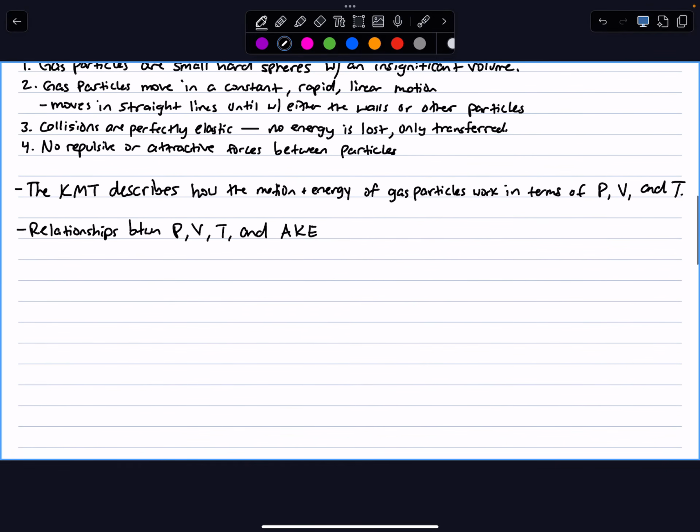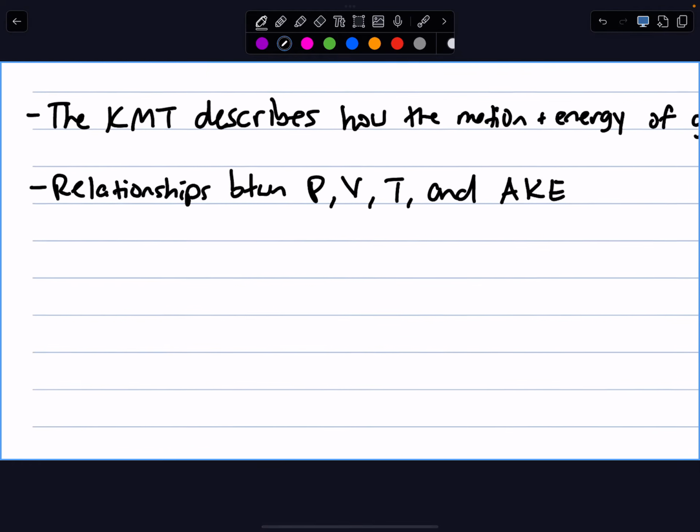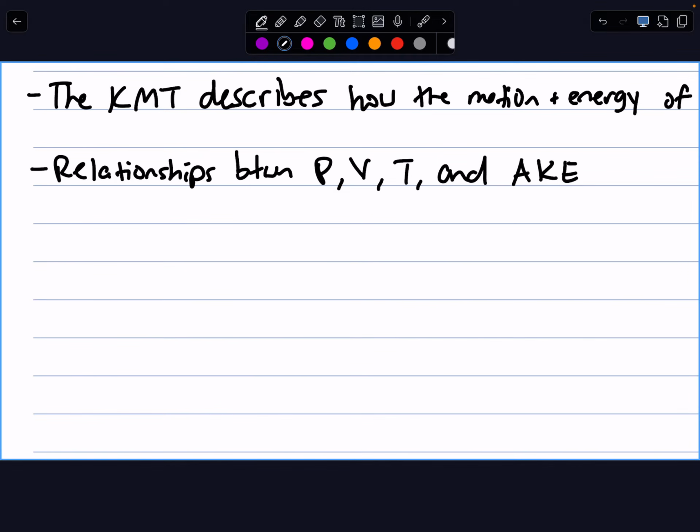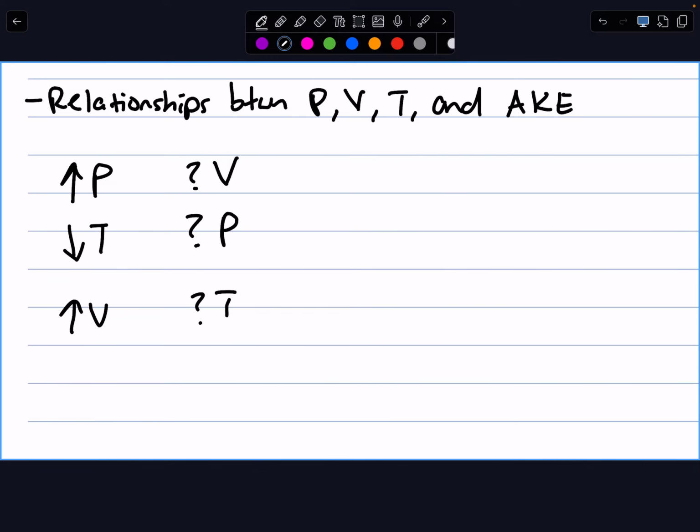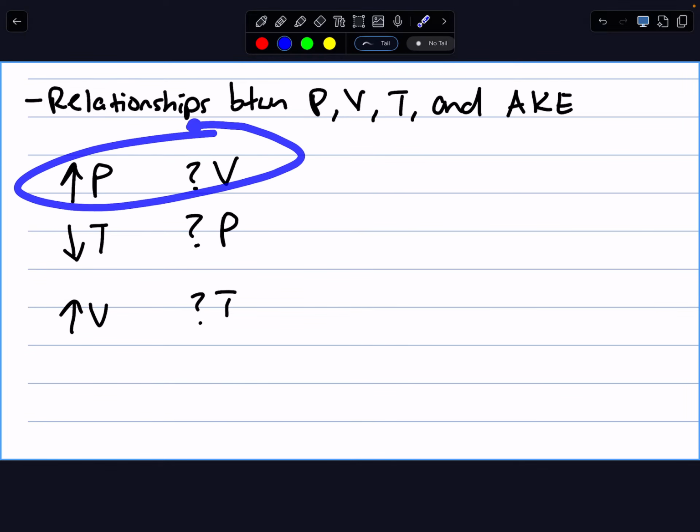Okay? So, let's talk about the relationship between these 3 variables. Remember, there are formulas that literally help us describe this. If I ask you on the test, if I increase the pressure, what happens to the volume? If I decrease the temperature, what happens to the pressure? If I increase the volume, what happens to the temperature? Would you be able to answer these questions? Exactly. So the formulas will actually give you the answer. Let's look at the first one. Right here. Which formula has P and V in it? PV. Nice. How is it written?